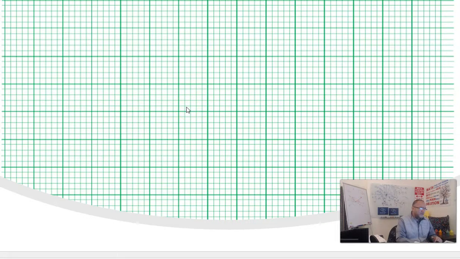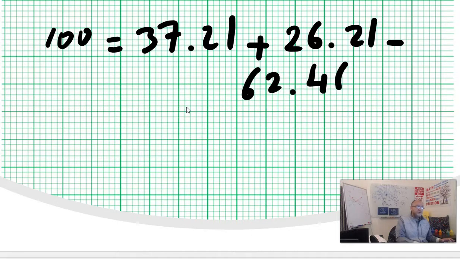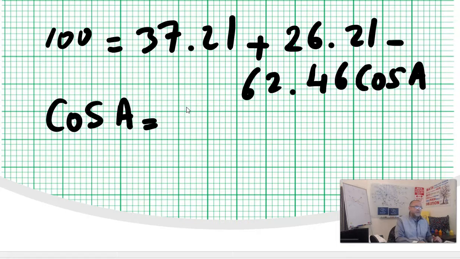So A squared is 100, 10 squared is 100, equals B squared, 6.1 is 37.21, plus C squared is 26.21, minus BC, those two sides, 62.46, cosine of that angle that I'm interested in, A. If I flip and move the A to the other side and I move everything to the other side, I get cosine of A equals, divided by that number multiplying the cosine of A, 62.46.